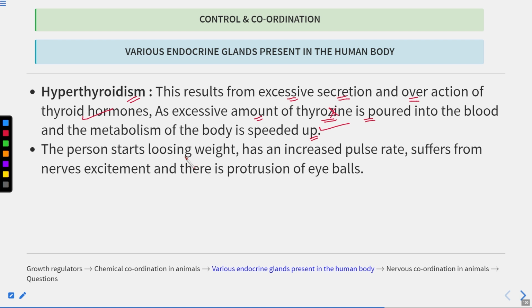Now the person starts losing weight because the BMR is very high. It has an increased pulse rate also. It suffers from nervous excitement, and there is protrusion of the eyeballs as well. So these are the signs or symptoms that you can see in hyperthyroidism, which is due to the excessive secretion of the thyroid hormones. And why is there a loss of weight? Because of the increase in the basal metabolic rate.